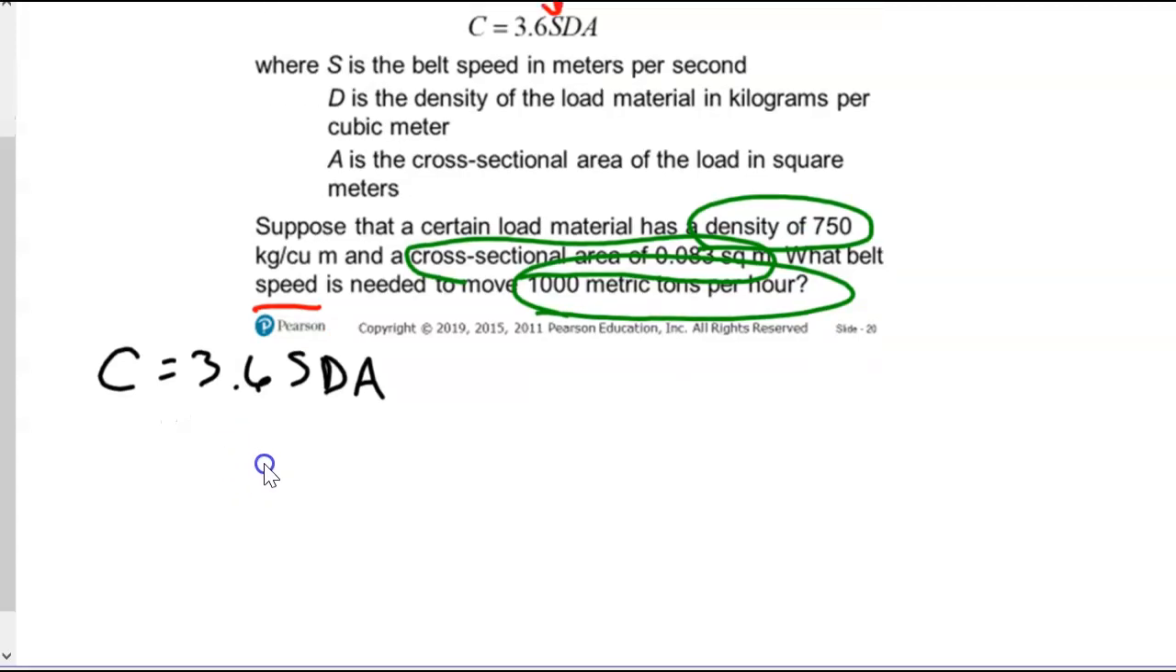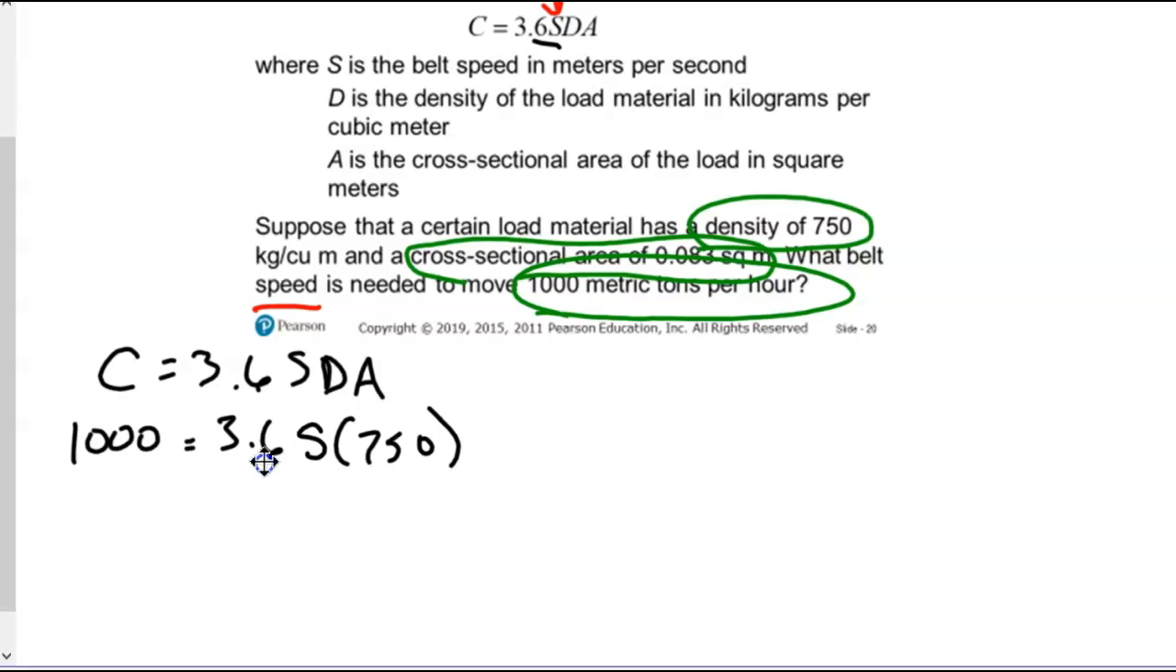So given that we have that piece of it, we have C, so we're going to say 1,000 equals, and we're going to bring down our 3.6 as a constant. Remember, S is what we're looking for, so we're going to leave that as a variable. Make sure that you don't confuse that with a 5 later on. S's are kind of problematic, along with O's and I's, when you're using those for variables. Remember, that's an S and not a 5. D, we have the density of 750.